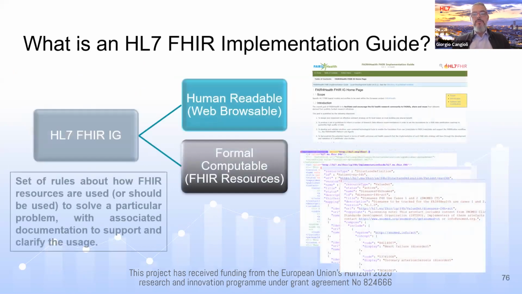Next slide. The purpose of this project is to create an implementation guide. But what is an implementation guide in FHIR? It defines a set of rules that describe how FHIR resources can be used for a specific purpose, with documentation that explains how to make this usage of the standard. Usually, it has a human-readable web part, and also a set of formal computable resources that can be used for assessing the conformance of instances against that guide. And this is what we would like to do with this project. Next slide.